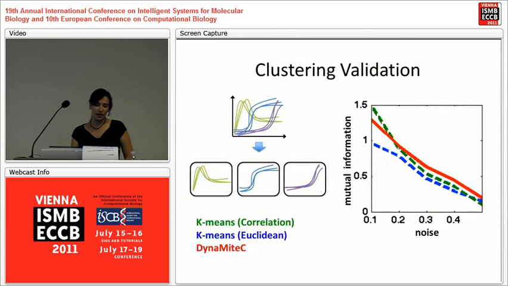And to test how well we cluster, we compare ourselves to k-means based on Pearson correlation distance and Euclidean distance. And you see here on the x-axis the increasing amounts of noise. On the y-axis is the mutual information, which is a measure of how well the genes within each cluster fit together. So the higher, the better. And we see that we do more or less the same as the other algorithms.